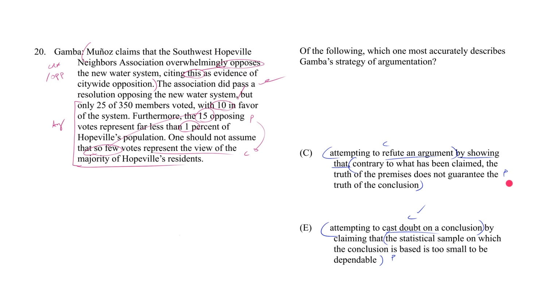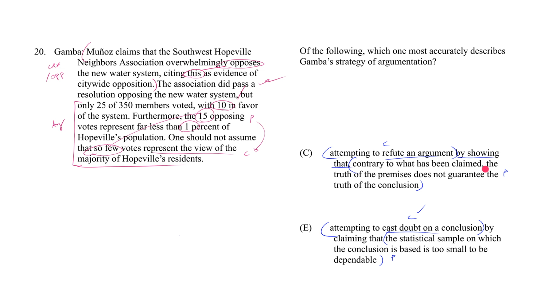Now let's examine the premises, okay? So for C, the claim is that contrary to what's been claimed, the truth of the premise does not guarantee the truth of the conclusion. Now, a crucial bit of language is this, contrary to what has been claimed. So who is the person who had done the claiming, right? And we're saying contrary to what you claimed. Well, you must be Muniz, right? Contrary to what Muniz had claimed.